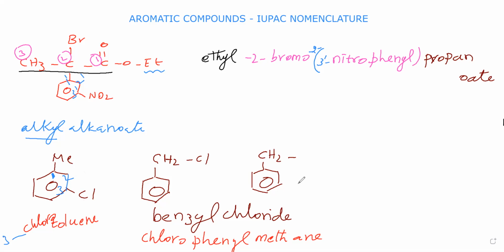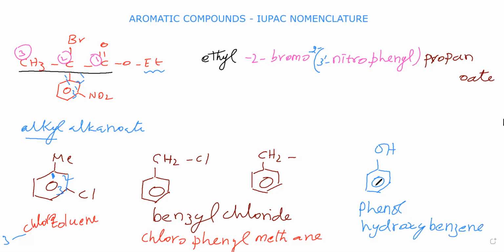Next, we'll take this one, OH with the phenyl ring. You know that this compound name is phenol. Another name of this one: this OH we will say as hydroxy, and this we will say as benzene. So hydroxybenzene. What is the name of this one? Hydroxybenzene, we can say, for this compound. Okay. Next compound we will take.